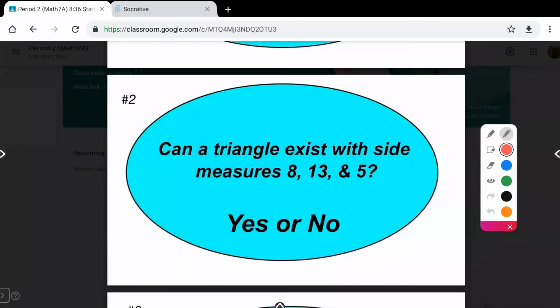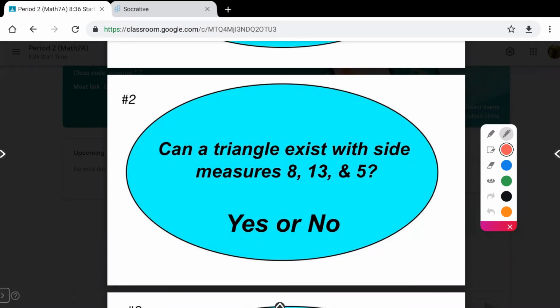All right, ladies and gentlemen, here's another sample about the triangle inequality theorem. I know I did one of the examples already about this, but just to show you another one, the question is being posed. It's saying, can this triangle exist? Can a triangle exist with the following sides, 8, 13, and 5?